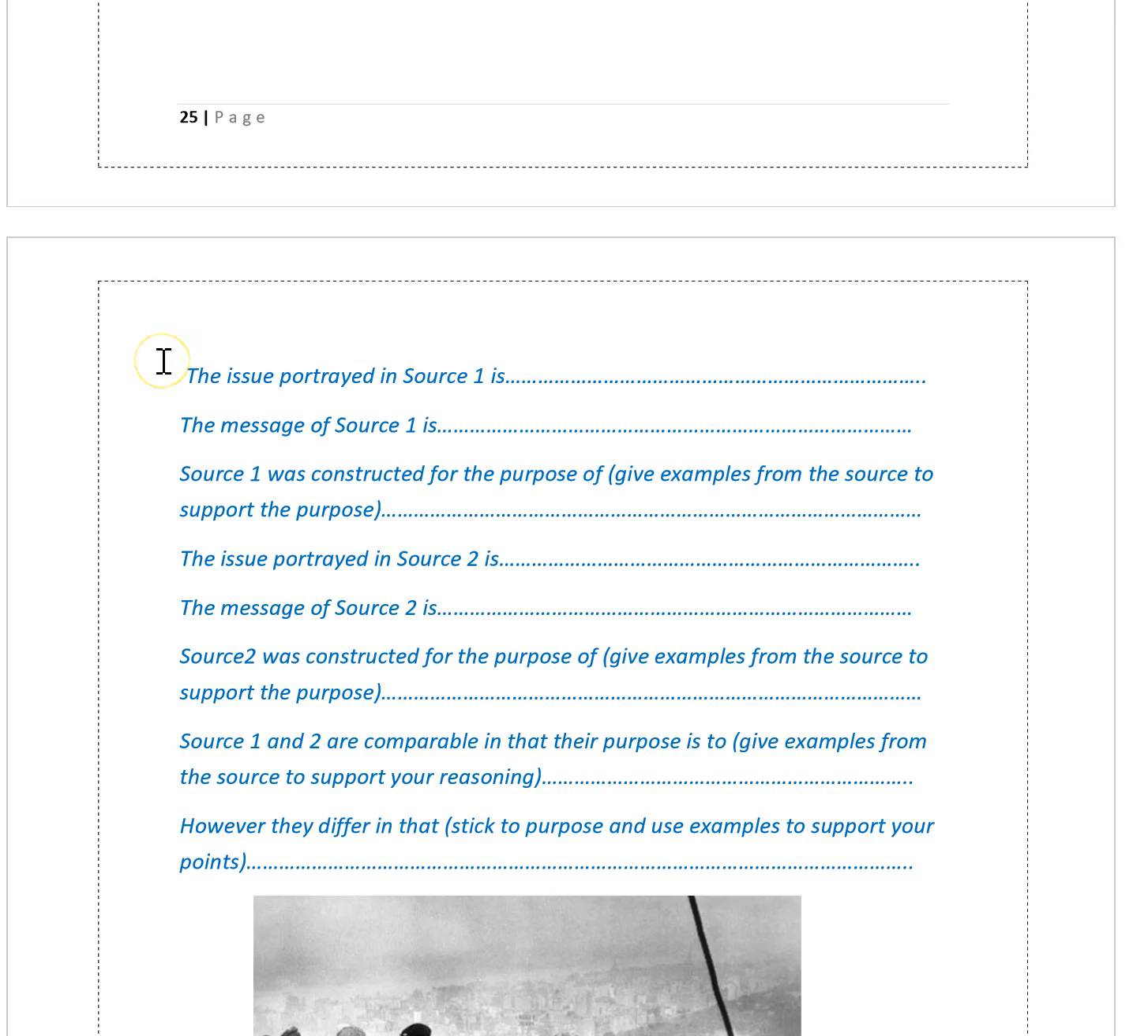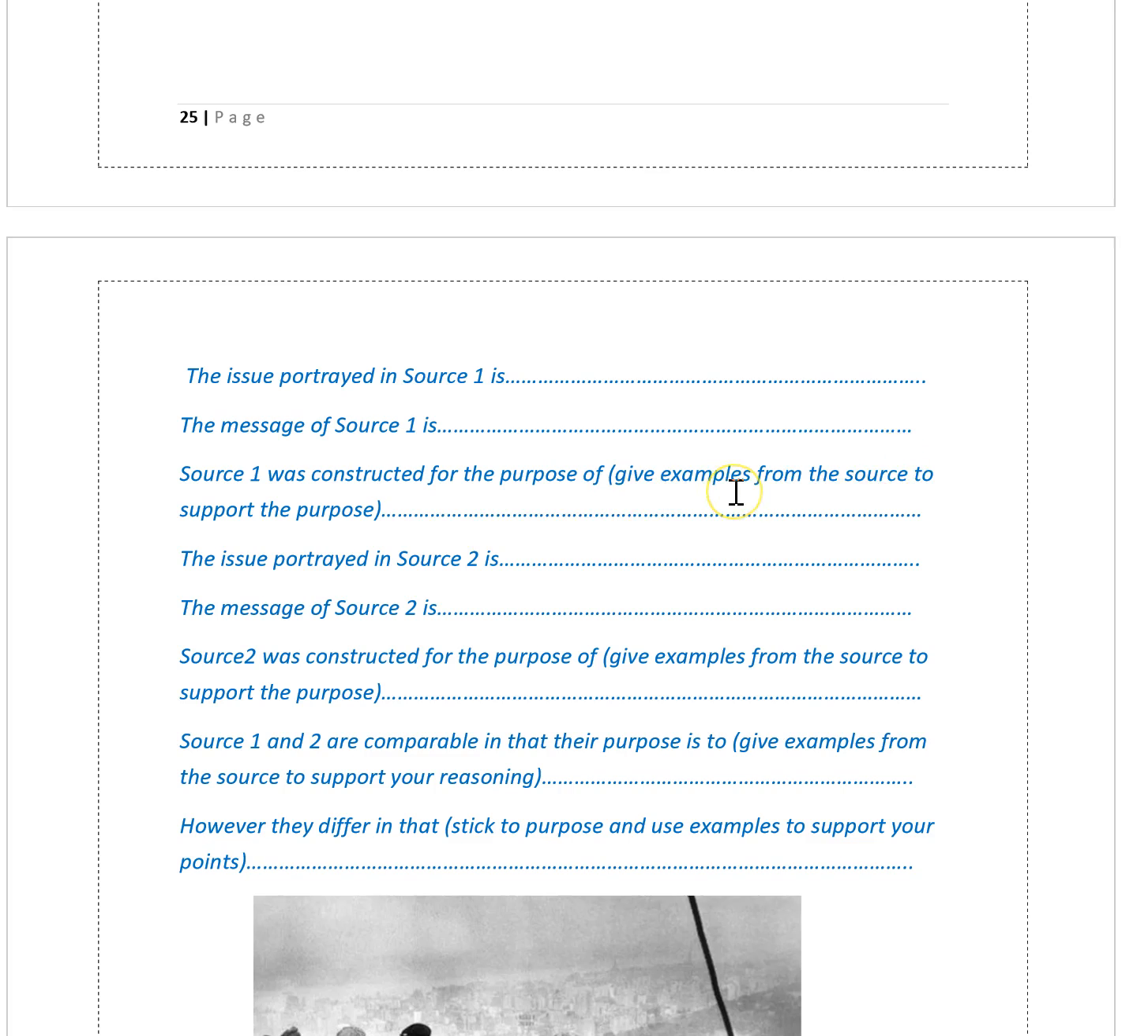What I would do though, if you're not too sure at this early stage, just work out what the issue is. And that could just be, what's the underlying problem? What's something key that's going on at the time that you can see from this source? So if you're looking at a source maybe that is a propaganda source and it's centered around one of the Nazi elections, then you might say the issue is that the Nazis are running for an election. And then you would go, the source 1 was constructed for the purpose of persuading the audience to vote for the Nazis in that election.